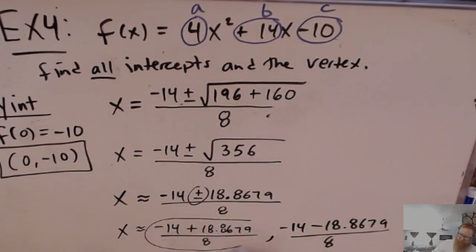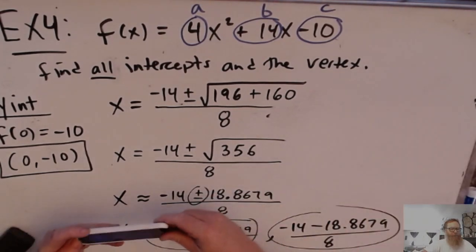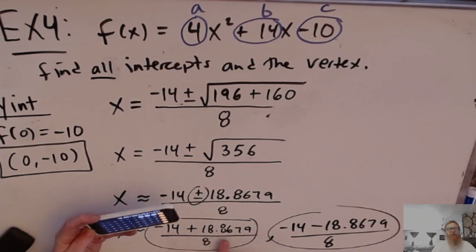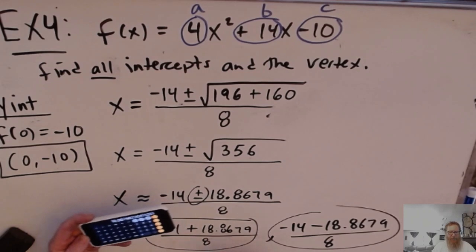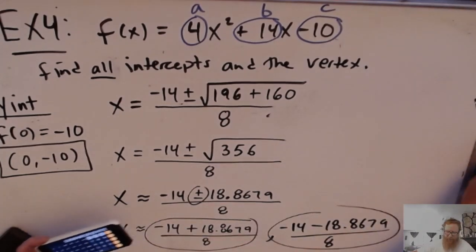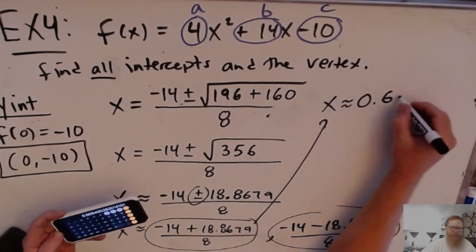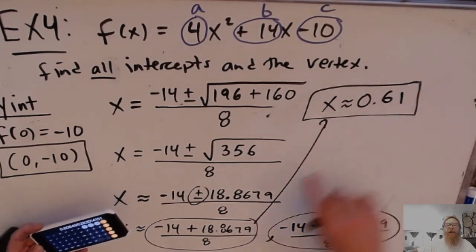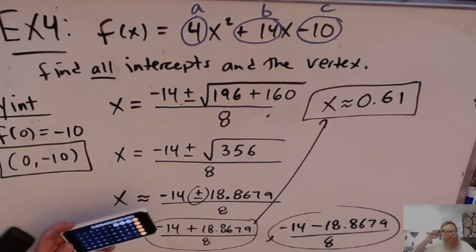All right, but once you've got it this far, it's basically a calculator problem at this point. So you've got your 18.8679. I've got it on my calculator. And then you're going to add negative 14, and then you're going to divide by 8. So this one equals approximately 0.61. All right, once you get it simplified, now you can round it. So I'm rounding to 2 places.